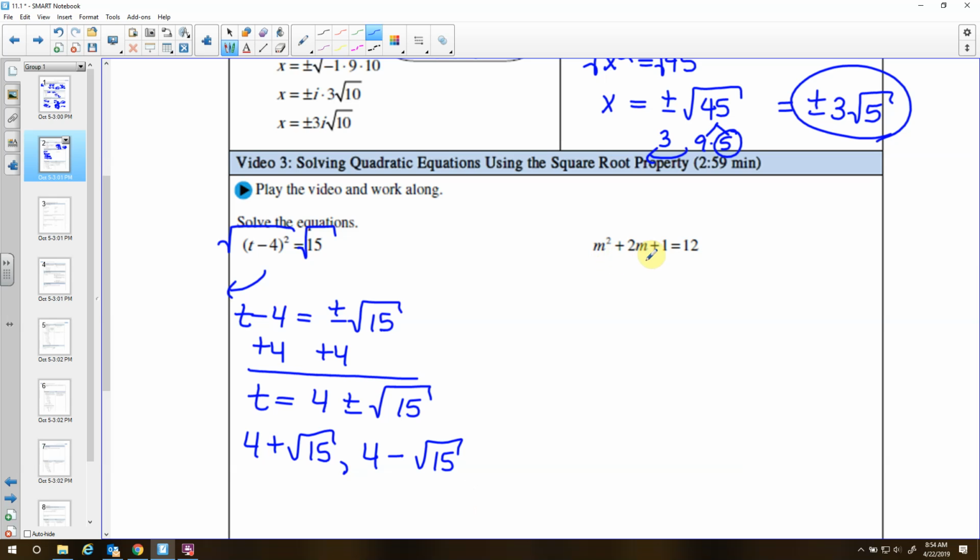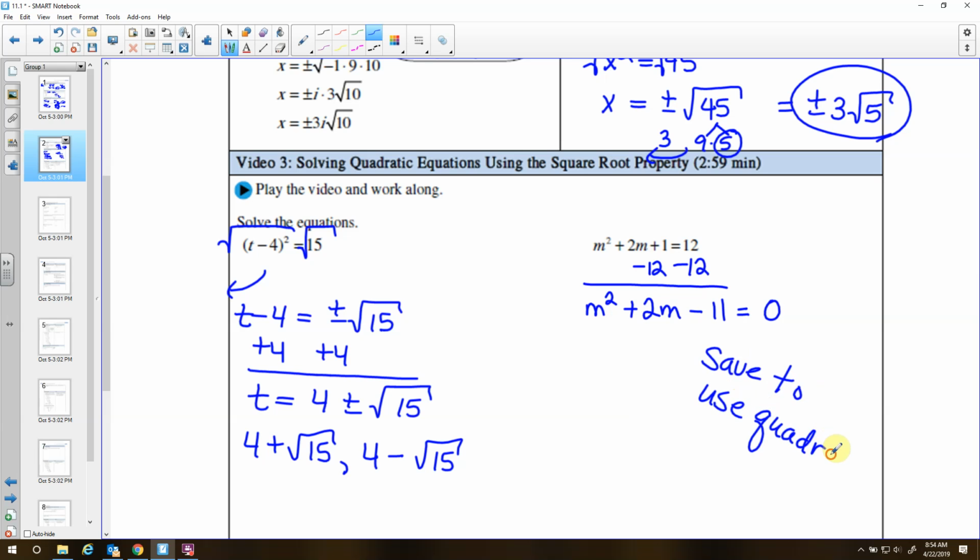Okay, this next one, m squared plus 2m plus 1 equals 12. First of all, I need to move the 12 over. So m squared plus 2m minus 11 equals 0. Now, I don't know that I can factor that one, so we're going to come up with a different way to solve this kind of quadratic later on. So I'm going to save this to use the quadratic formula. And you're going to learn that in another section, and you're going to love it because we're going to sing.